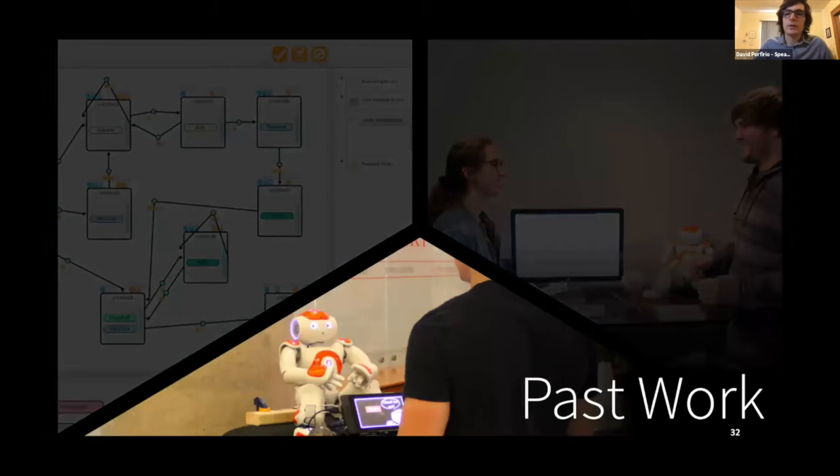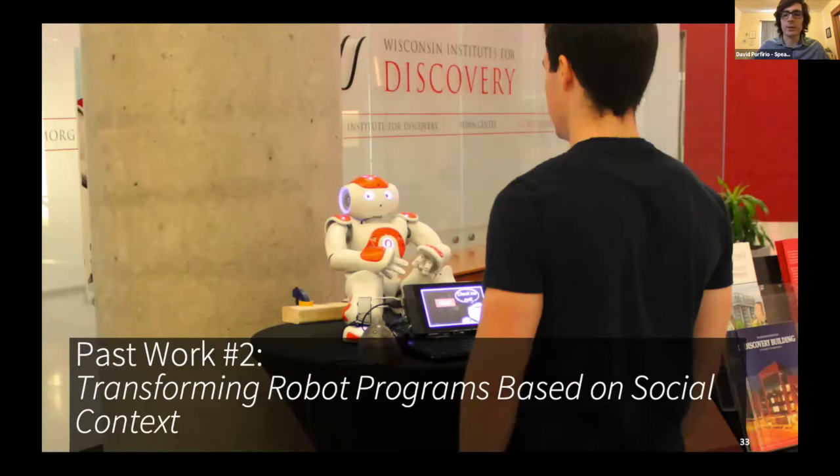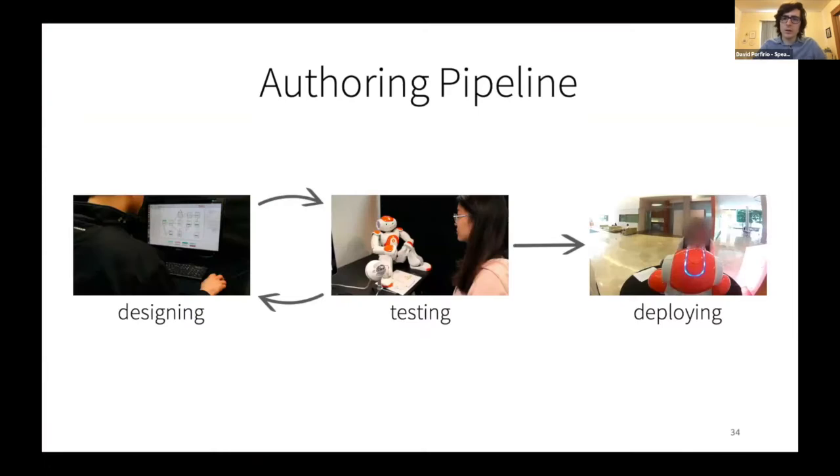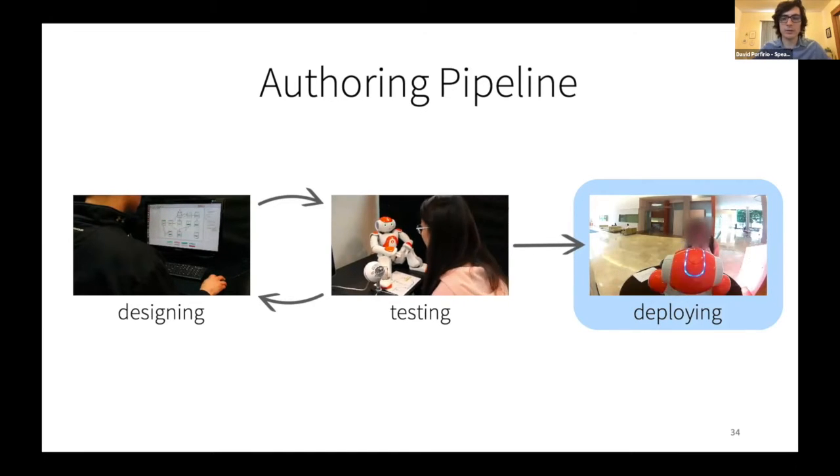I want to talk about the other project that I did that centered around knowledge support. We called this project Transforming Robot Programs Based on Social Context. Going back to our authoring pipeline, this particular work focuses on modifying an interaction after it's deployed. And as you'll see in a moment, I wouldn't so much consider this to be an authoring tool per se, but instead an authoring support tool.